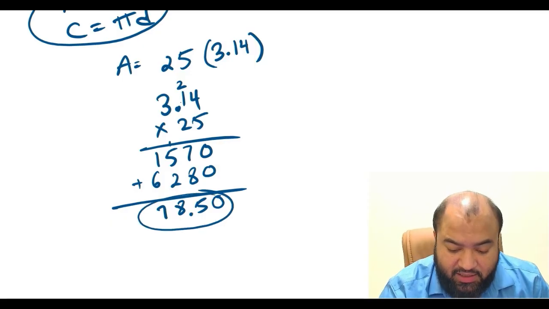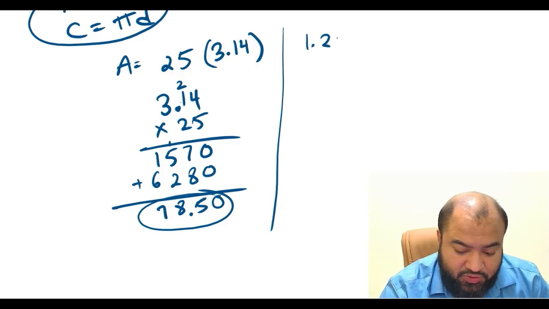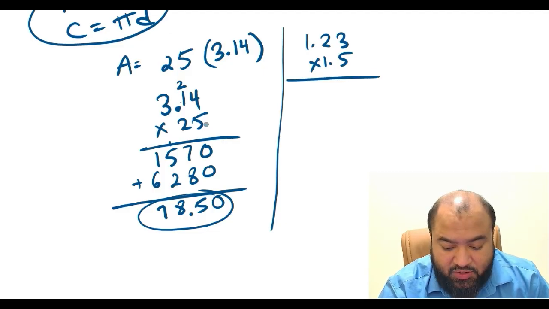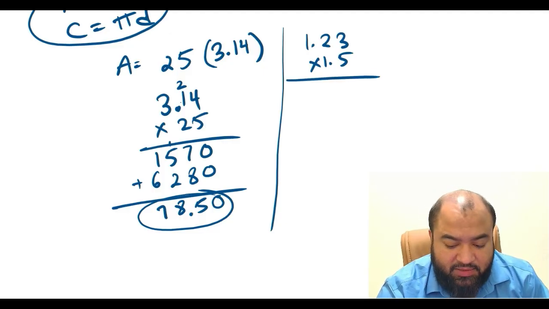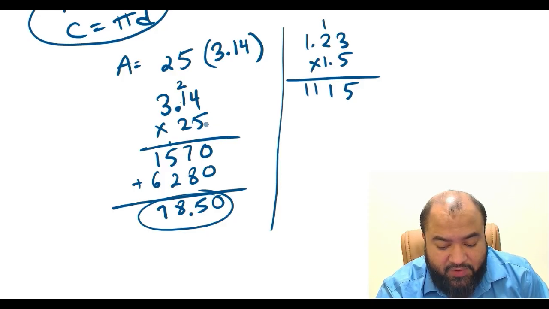Similarly, let's learn another decimal multiplication. If you have 1.23 times 1.5, how would you do that? First ignore the decimal, just multiply 5 times 3, 15. 5 here, 10, 11, 1. 5 times 1, 5, right? Sorry, what did I do?